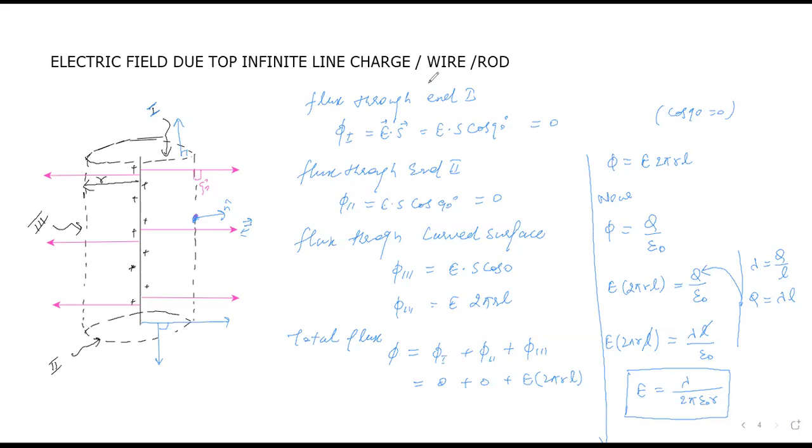Have you noted it? Yes. Good. And now we have an equation which is E is equal to lambda over 2 pi epsilon naught, sorry, 2 pi R epsilon naught. This is your final equation which we have calculated. From this equation, you can also observe that E is directly proportional to 1 over R.